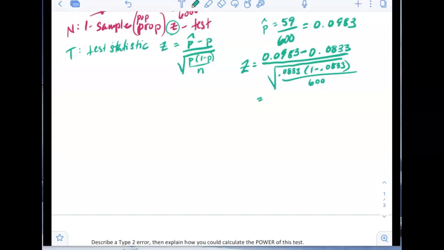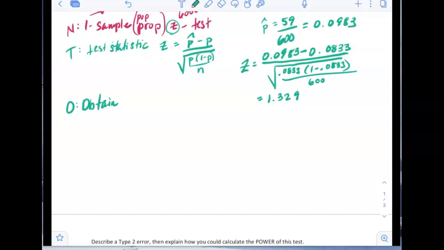So the Z-score I'm going to get on this one is about a 1.33. Let me go and see if I can get one more decimal on this one. So 1/12, 59 over 600. It's like a 1.3293. Okay, 29. Cool. All right, so there is my test statistic. Okay, the next step is we're going to obtain our p-value.